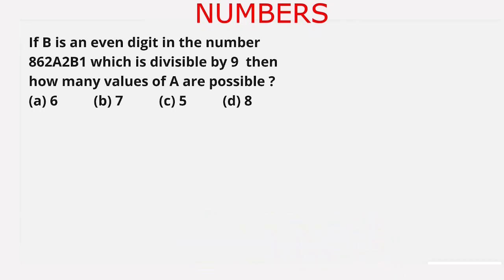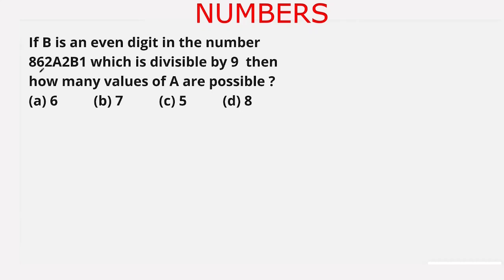Here it is given that B is an even number. So B can have the values 0, 2, 4, 6 and 8. And as the number is divisible by 9, by putting these values, the number must be divisible by 9, and we know the divisibility rule of 9, that if the sum of digits is divisible by 9, then the number is divisible by 9. So first we will find the sum of the digits.